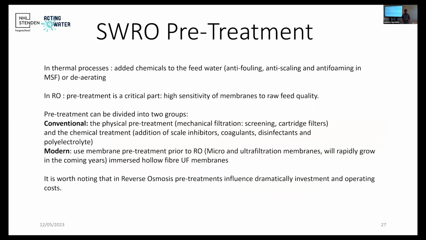Pre-treatments, let me see where I am regarding time, because more or less halfway I want to stop for a few minutes.